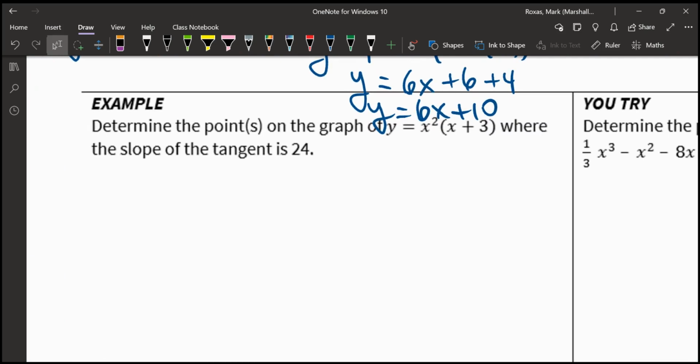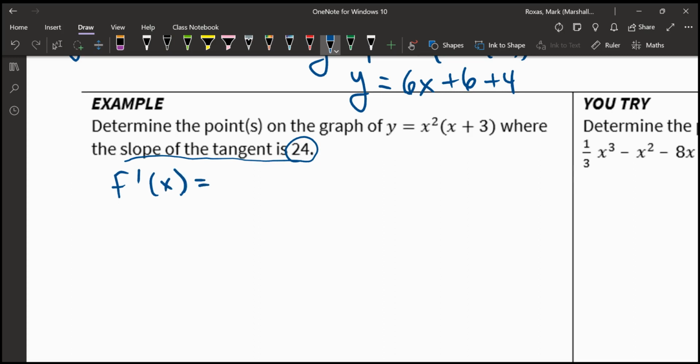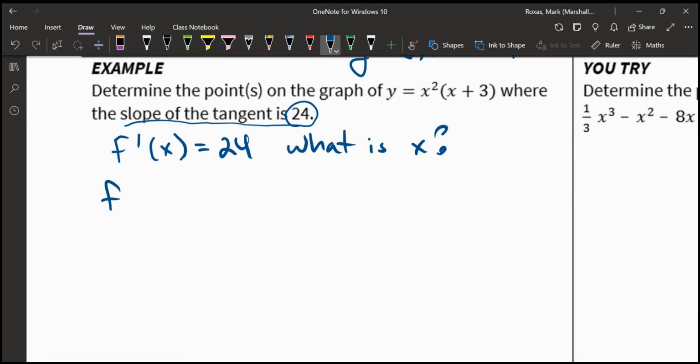Determine the points on the graph of, well, let's erase this, y equals x squared times x plus 3, where the slope of the tangent is 24. Interesting problem. How do I find, well, the slope of the tangent is 24. If I said f prime x equals 24, what is x? So I need the derivative, right? So f of x equals x squared times x plus 3.